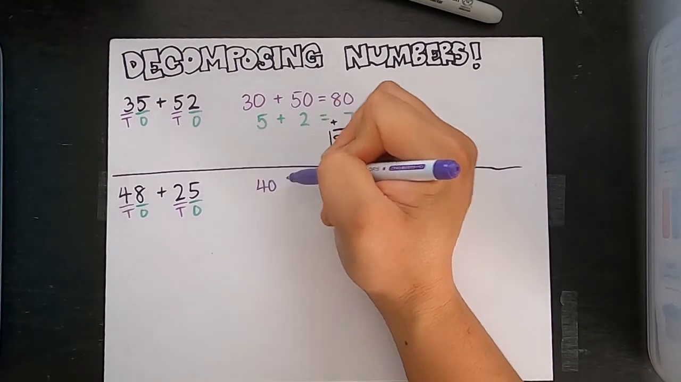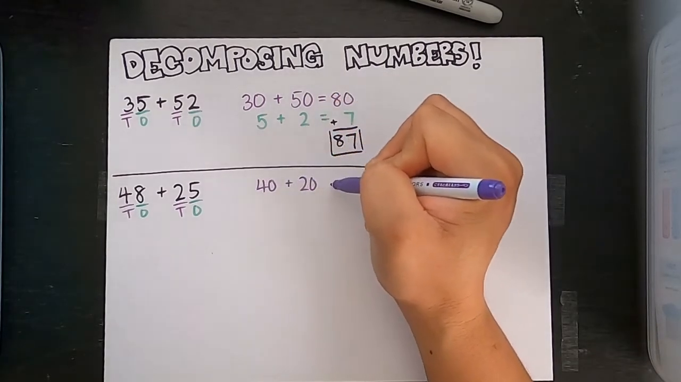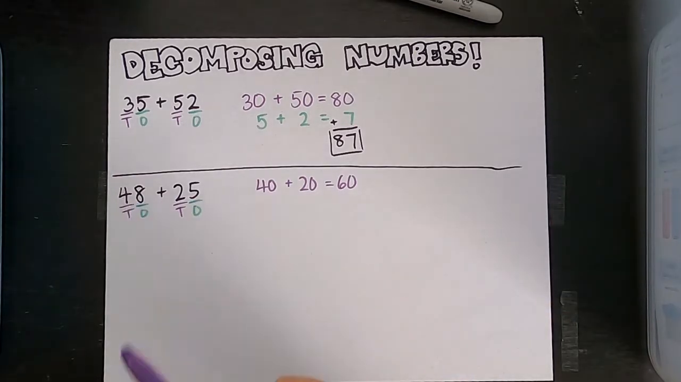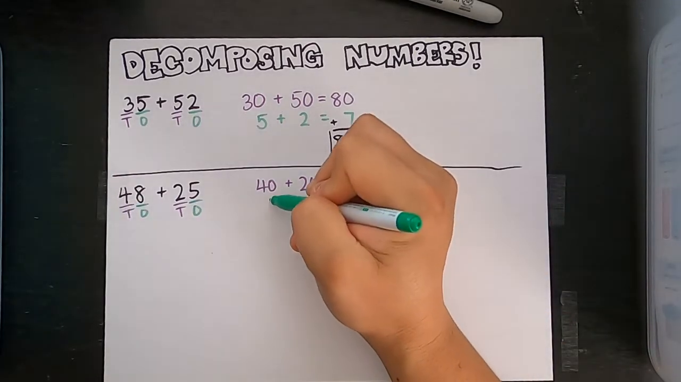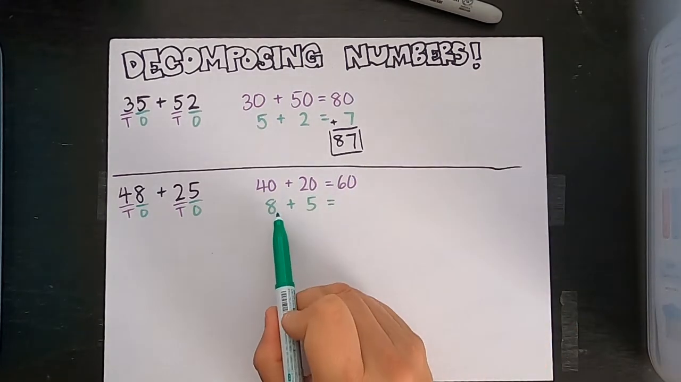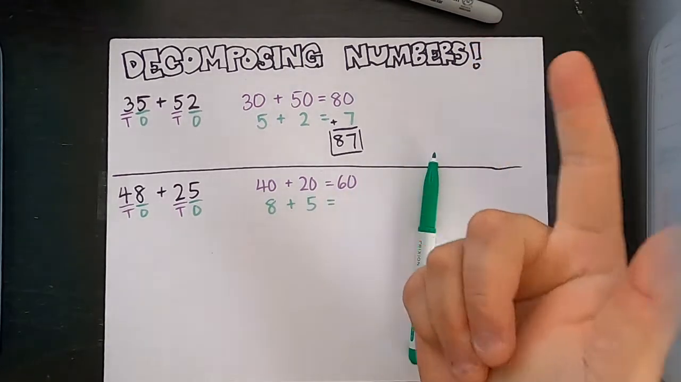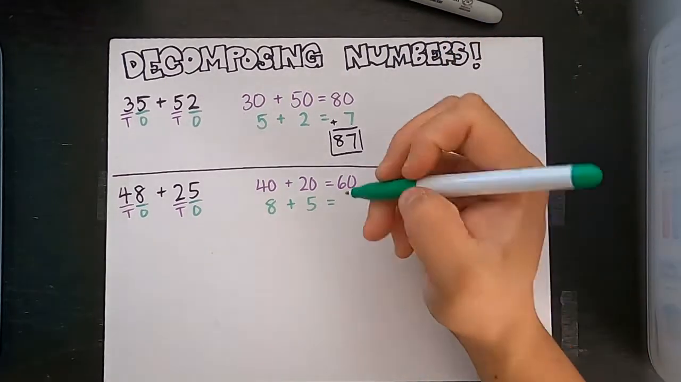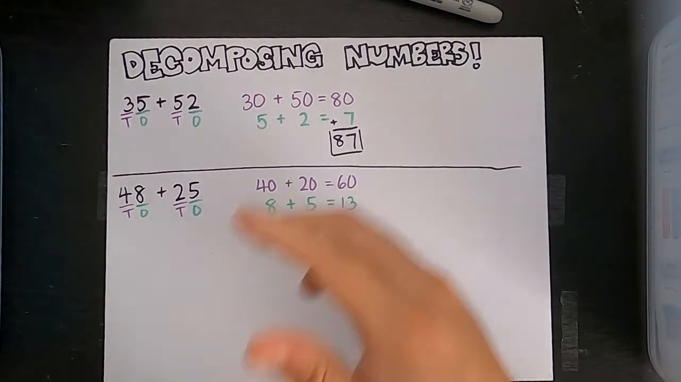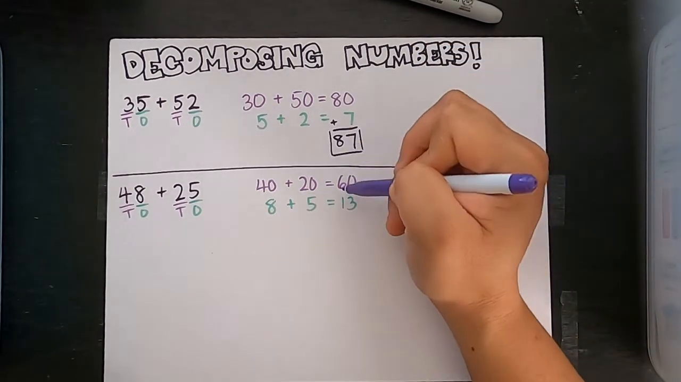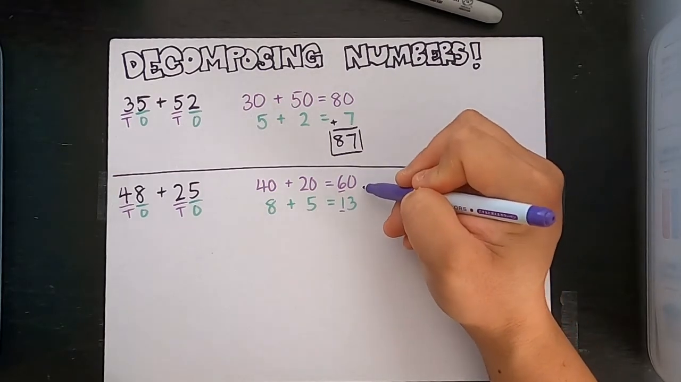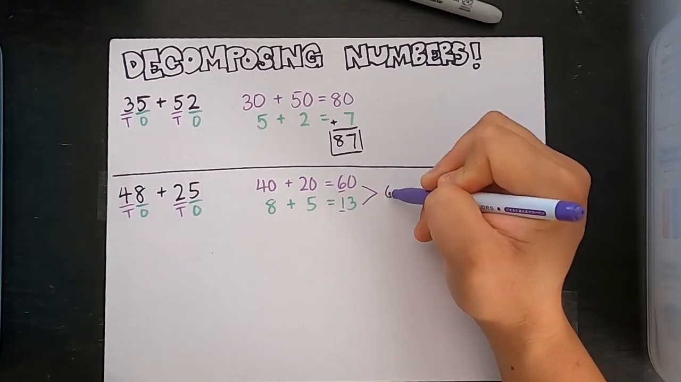Four tens plus two tens equals six tens. But then we have the ones, which is eight plus five. But count on: 8, 9, 10, 11, 12, 13. We get that. But here's what we can do even further. We can go with the tens and the ones again.